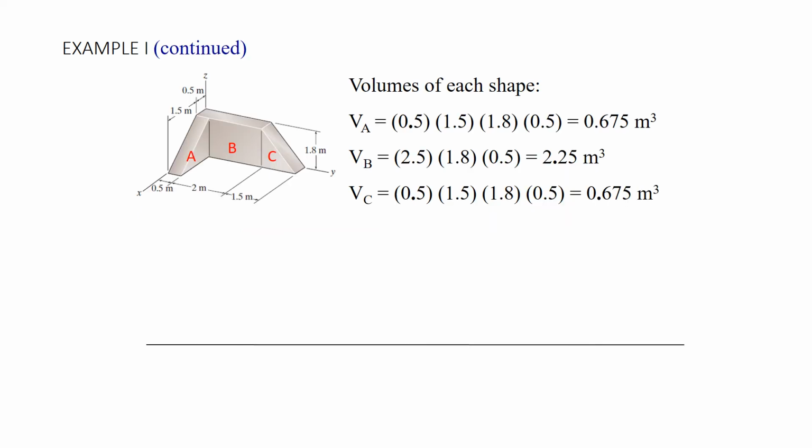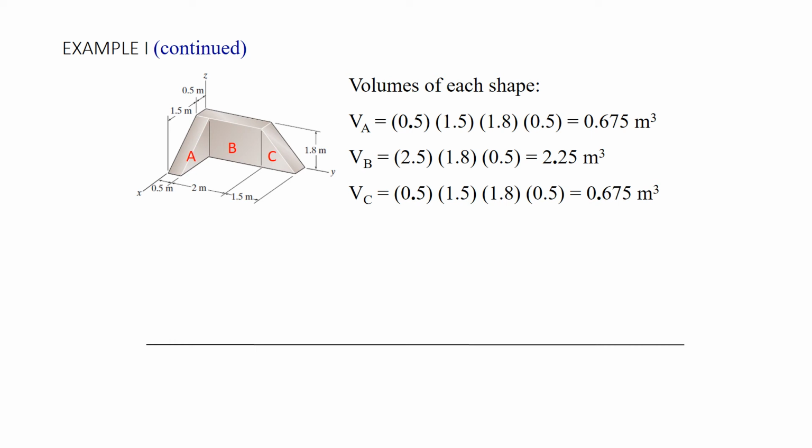The volumes for each shape could be found using simple conventional formulas. For A, we find that it's half a meter thick. We see that one leg has a length of 1.5 meters and the other leg has a length of 1.8 meters, and because it's a triangle we have to multiply by a half, giving us a total volume equal to 0.675 cubic meters.